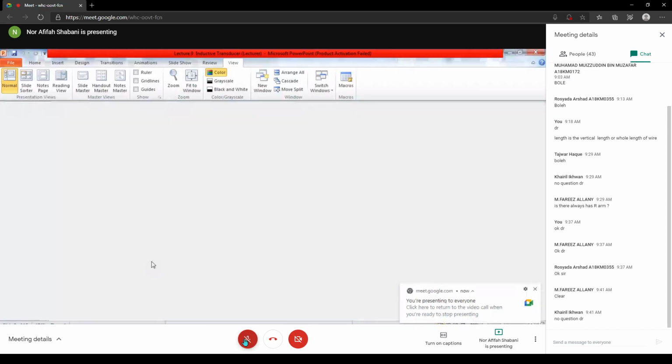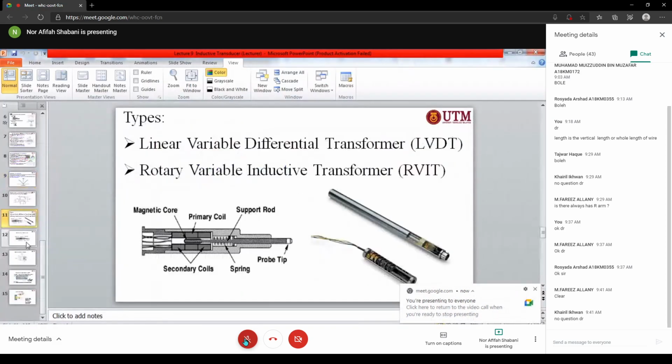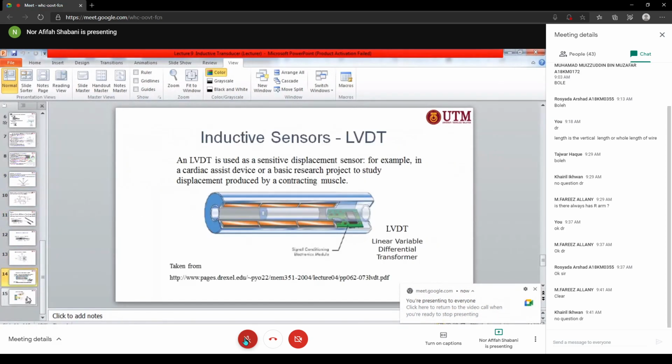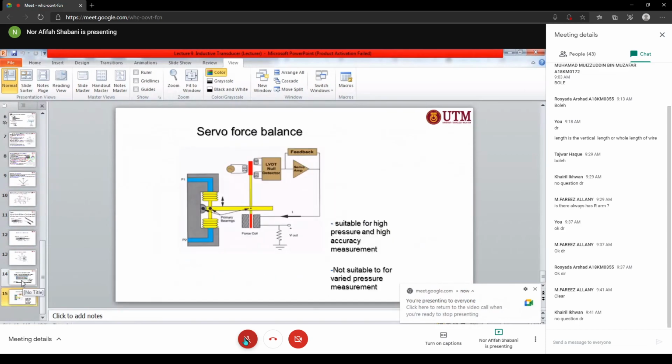All right. So we have finished covering this chapter for the LVDT. Another application is like a servo force balance. Like I said before, this is the LVDT. So you can attach it to any object or any target that you're going to measure displacement for, right?